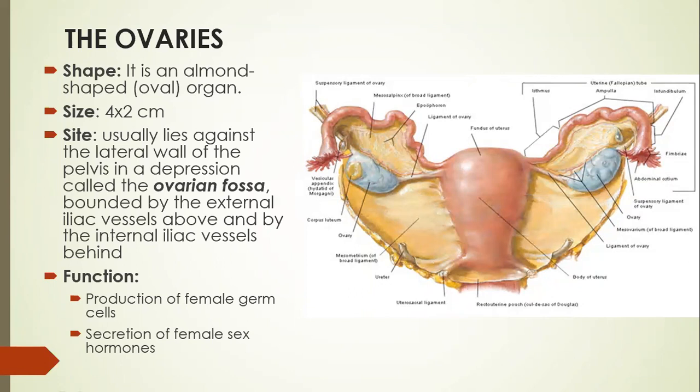What is the function of the ovaries in case of female? It will be the production of the female germ cells, called oogenesis. As well as, just like in case of male, they also secrete hormones, the female sex hormones, especially the estrogen and the progesterone. So it is very similar to that of the testis. Functions also include the production of the germ cells as well as the hormones.